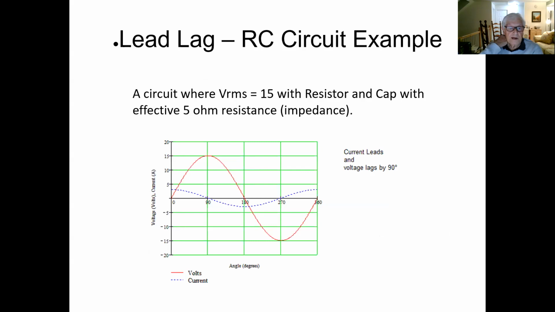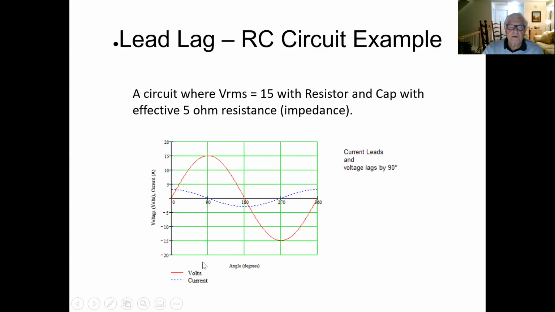So pictorially or graphically, this is what it looks like. For a circuit with an RMS voltage of 15 with a resistor and a cap with effective 5 ohm resistance, this is just a simple RC circuit, and you get the current leading the voltage. You notice the current starts at a higher value than the voltage does. So current is leading, while the voltage lags by 90 degrees.